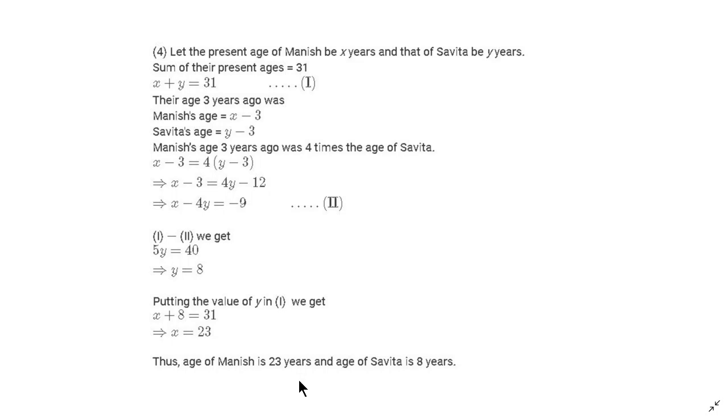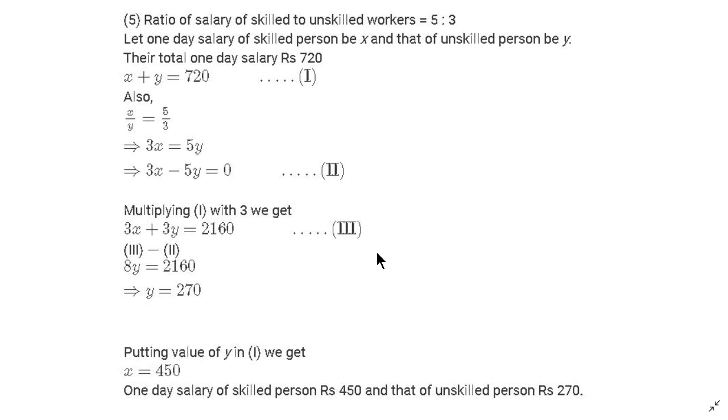So age of Manish is 23 and age of Savita is 8. You can check it by cross-checking it. We can see here 23 plus 8 is equal to 31, right? Three years ago, what is the age? 20. And what is the age of Savita 3 years ago? 5. We can see that 20 is 4 times 5, right? So this is a correct answer.